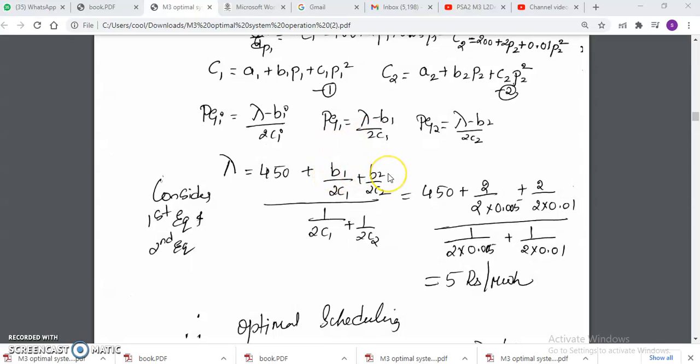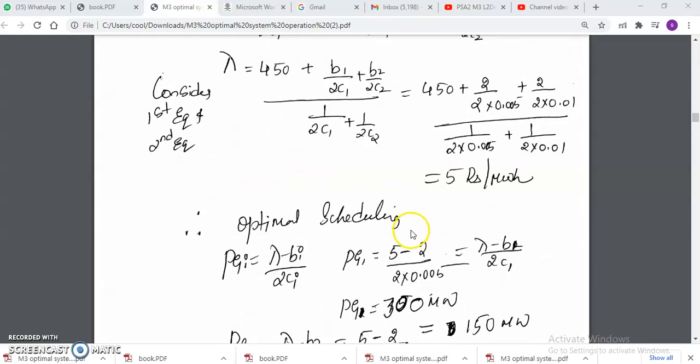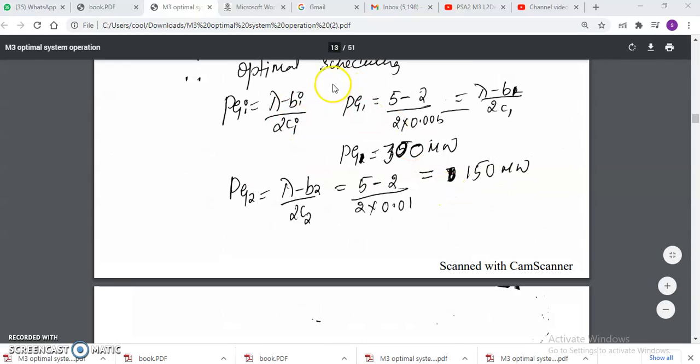How many plants are there? If it is 3 plants, then B3 by 2C3, here also 1 by 2C3. If it is 2 plants, 2 plants. Substitute here, and the total demand, carefully you substitute. Lambda we will get. Once we got lambda, we have to find the optimal schedule.